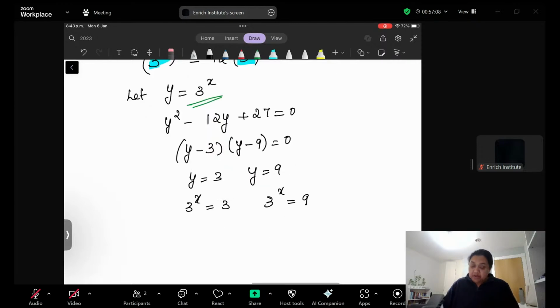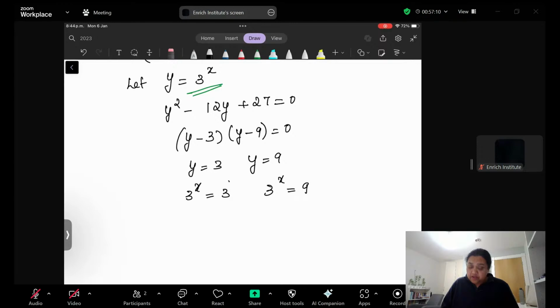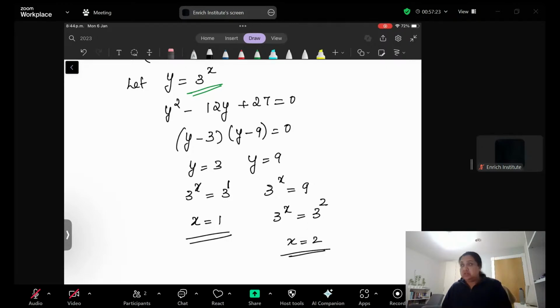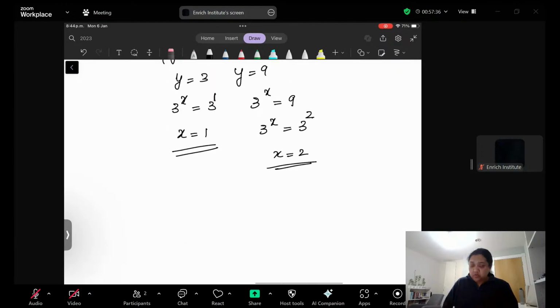Then 3 to the power of x, here you can write this as 3 to the power of 1. So x is equal to 1. And for the second one, you can write it as 3 to the power of x is equal to 3 to the power of 2. So here x is equal to 2. So these are the two answers which we get out of this question. Yeah. So always remember, whenever you find something similar, you see how you can rewrite it, and then you can go for a substitution. Now let me just tell you one more question.